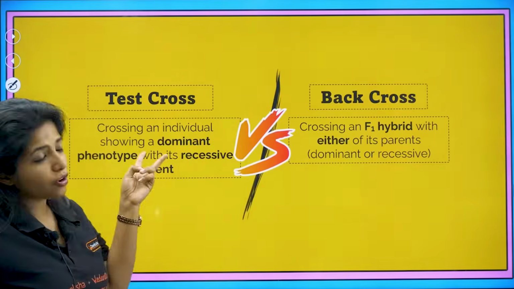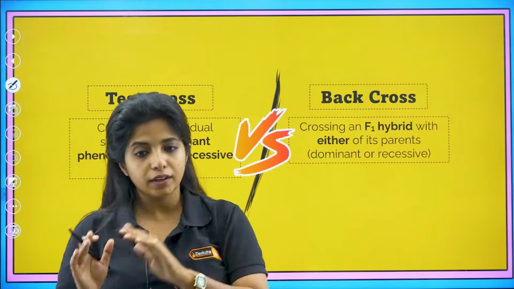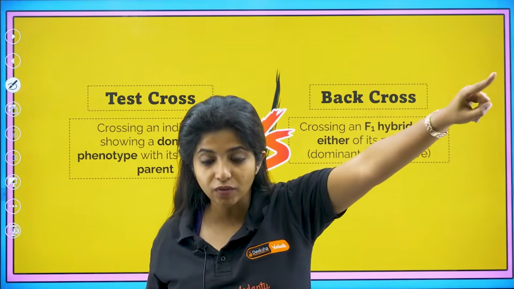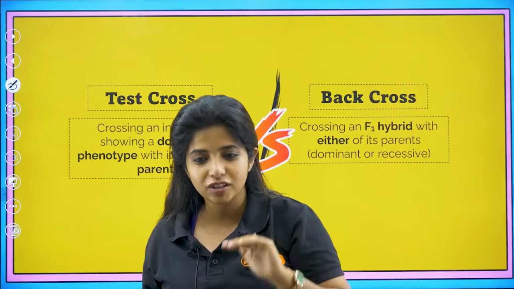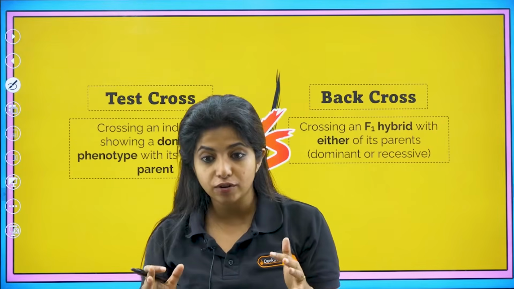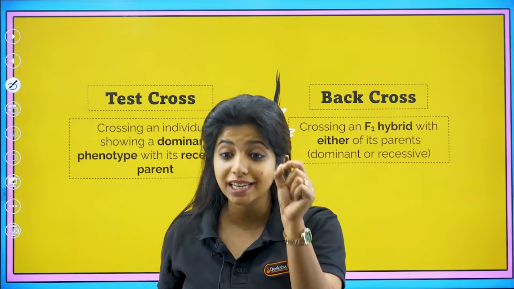So now test cross versus back cross, what is the difference between that? In test cross, what you're doing? You're anyway crossing with a recessive parent out there. You're going back and you're crossing with a parent, right? Once the parent are there, then only children can be born. So you basically are going back and crossing it. So this is back cross. But when you are specifically doing it with the recessive parent, you call this as test cross.